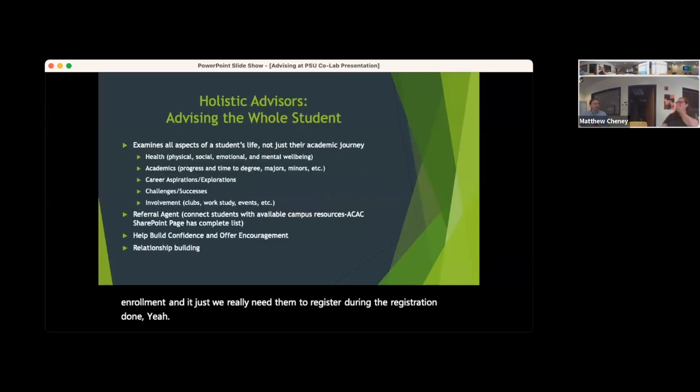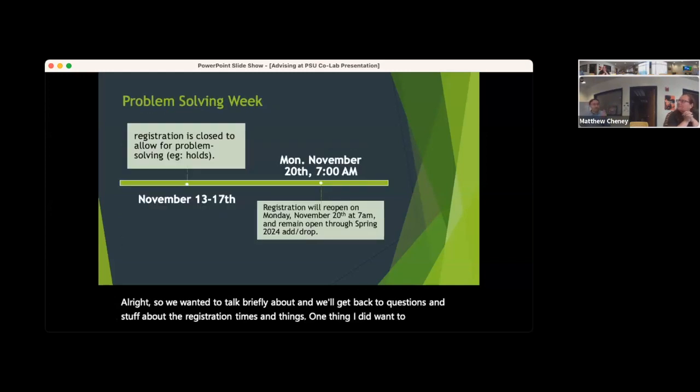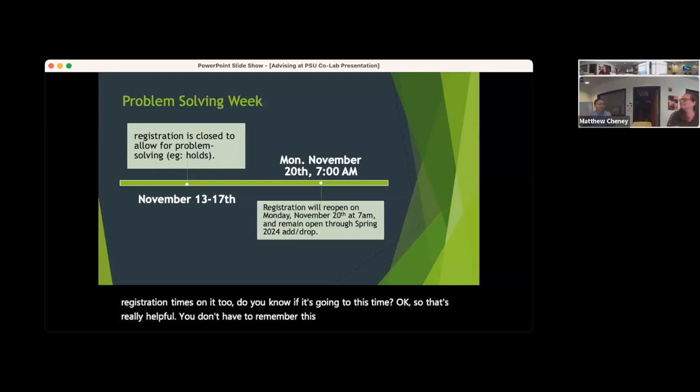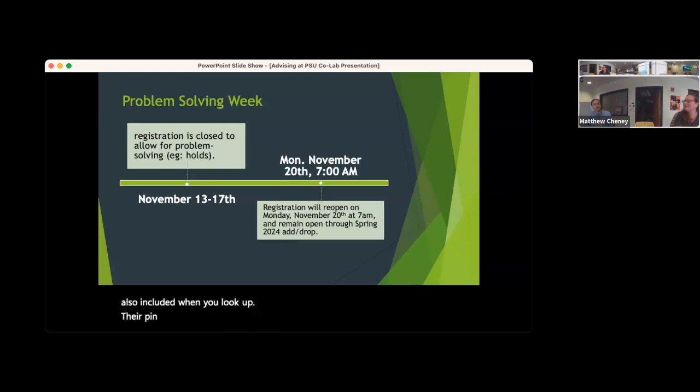All right, so we wanted to talk briefly about, and we'll get back to questions about the registration times and things. Oh, one thing I did want to bring up is when your office sends out the list of PINs, that in the past has included students' registration times on it too. Do you know if it's going to this time? Yeah. Okay, so that's really helpful. You don't have to remember this complicated registration system because you'll in fact have the registration times for all of your students. That's also included when you look up their PIN individually, if you use that.